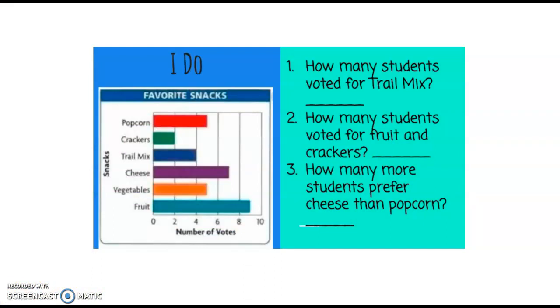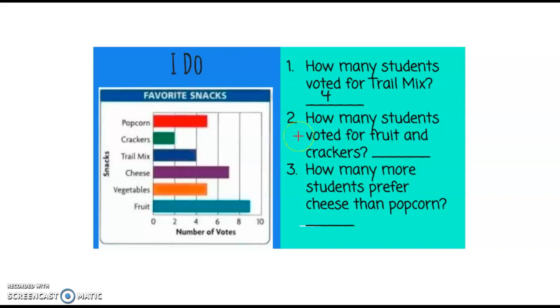How many students voted for trail mix? Let's find trail mix on our graph. We have trail mix right here. We find the bar. It goes right here to this line. Go down, follow the line to the number, and we can see that it's 4. So 4 students voted for trail mix.